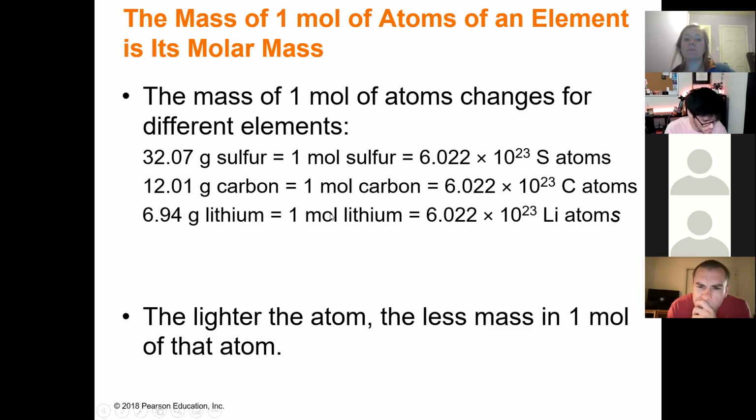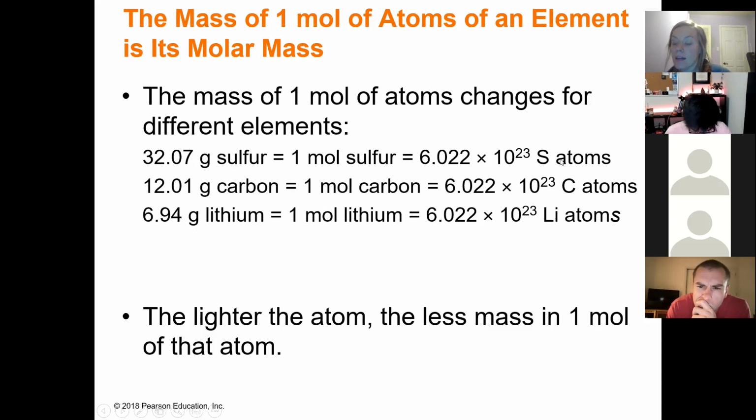Here are some values for a couple elements. We'll notice that they're all talking about 1 mole. 1 mole of sulfur, 1 mole of carbon, 1 mole of lithium. They're the same number of atoms. This is 6.022 times 10 to the 23rd. So is this, and so is this, but they're of different atoms.